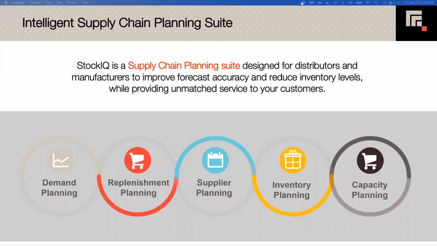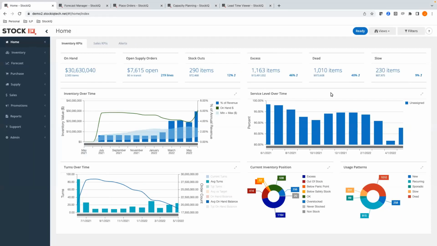Inventory planning is focused on identifying exactly the right amount of inventory to meet your service objectives, and rough cut capacity planning. The applications overview: we have a dashboard on the front, which will give you indications of your overall performance, how our inventory is performing over time, service level, and turns.